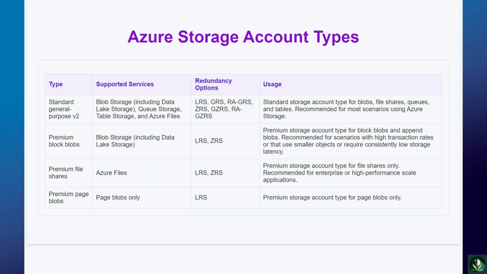Azure offers several types of storage accounts, each designed to cater to specific use cases and performance requirements. Let's explore these account types and their characteristics. The standard general-purpose V2 account is the most versatile option. It supports a wide range of storage services, including blob storage, queue storage, table storage, and Azure Files. This account type offers the most comprehensive set of redundancy options, making it suitable for most Azure storage scenarios. If you're unsure which account type to choose, this is often a safe bet.